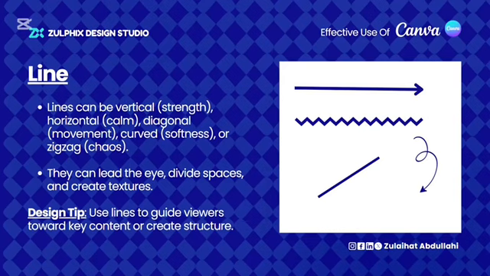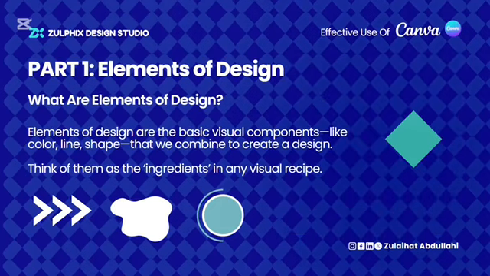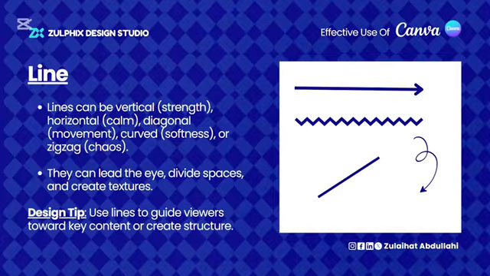So one of the examples is a line. Lines can be vertical, horizontal, diagonal, or curved, or zigzag. They can lead the eye, divide spaces, and create textures. You understand? Remember, the elements of design are basically like the ingredients of any visual recipe, of any visual design. So line is one of them.